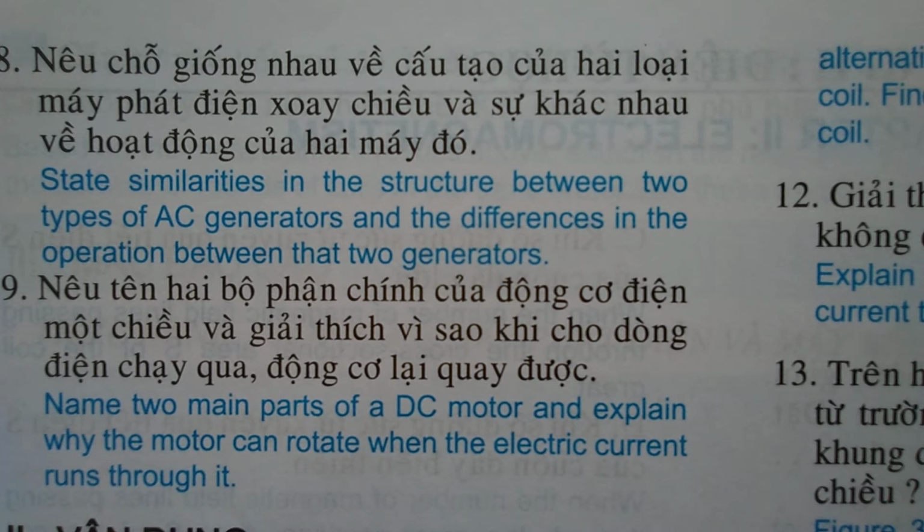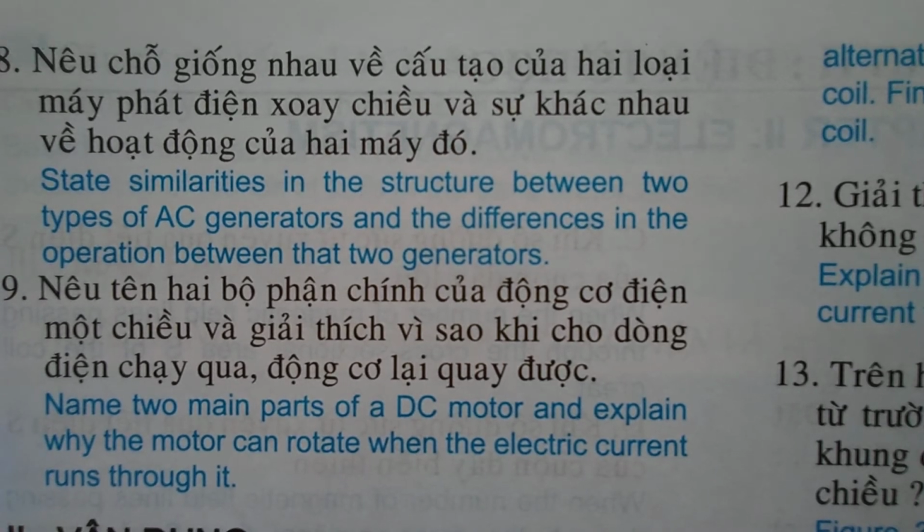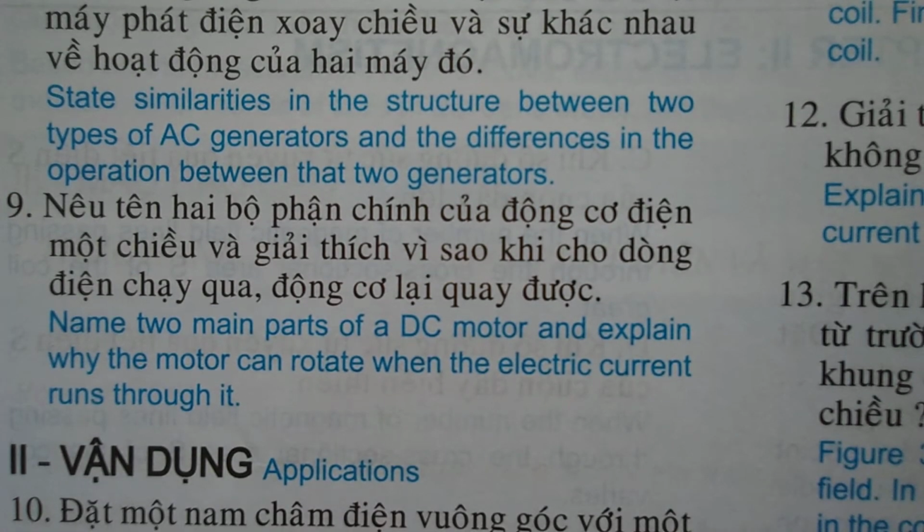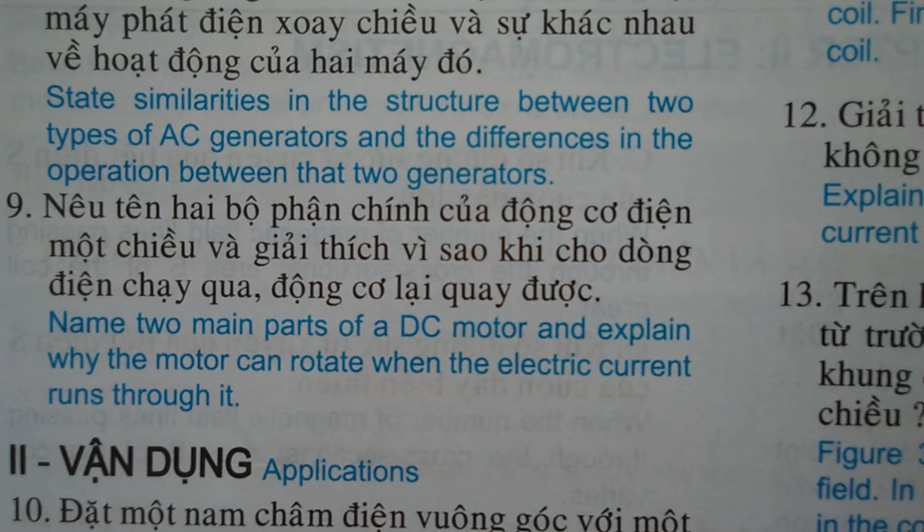State the similarities in the structure between two types of AC generators and the differences in the operation between the two generators. Name two main parts of a DC motor and explain why the motor can rotate when the electric current runs through it.